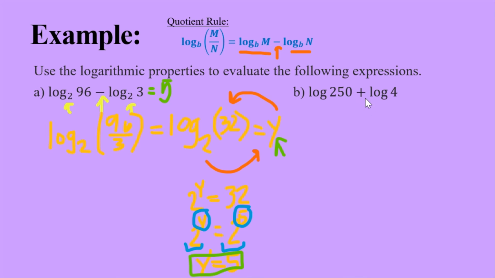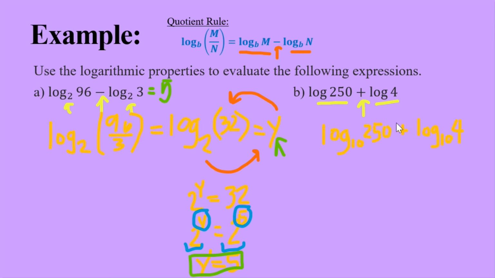Well, now let's take a look at this second example. We have log of 250 plus log of 4. First, you would notice neither one has a base here. So whenever the base isn't given, we know that it has an understood base 10. So therefore we can rewrite it with the understood base given.